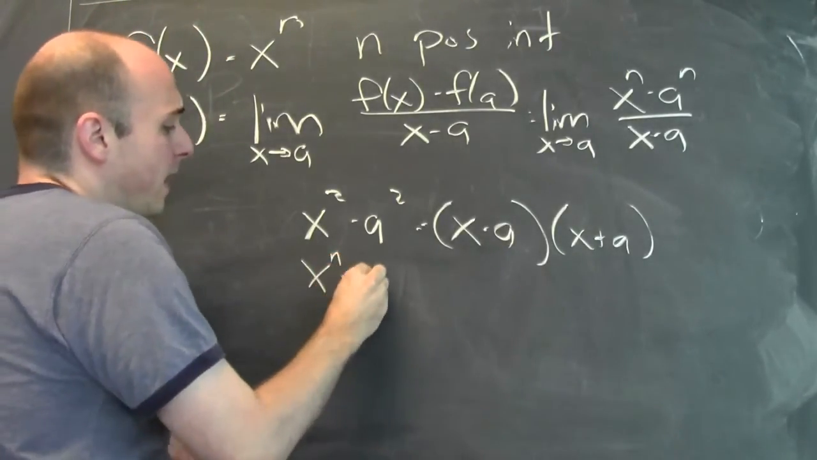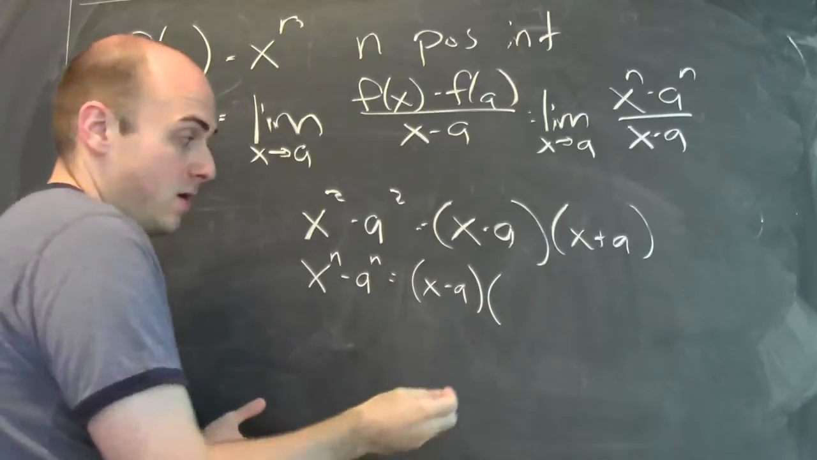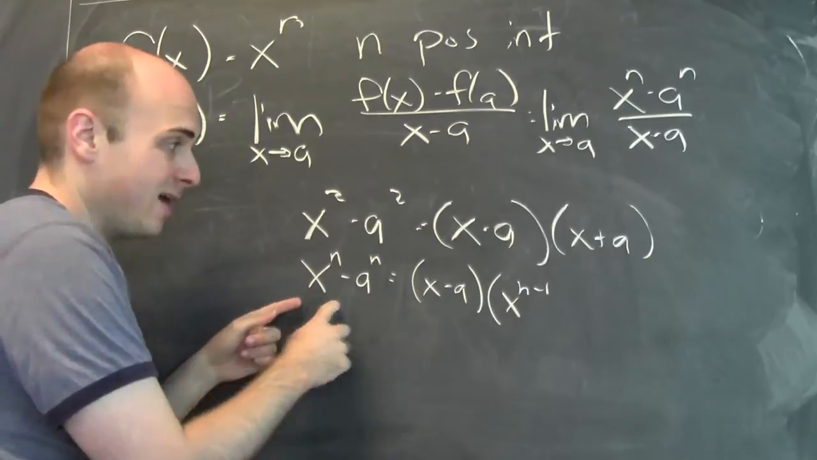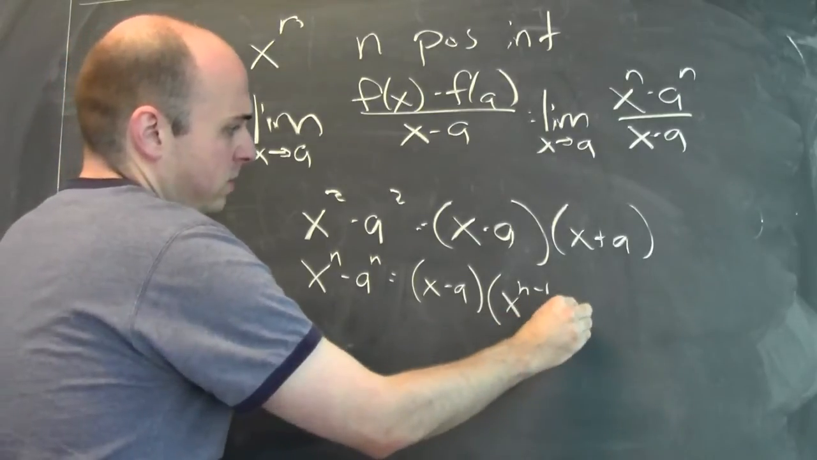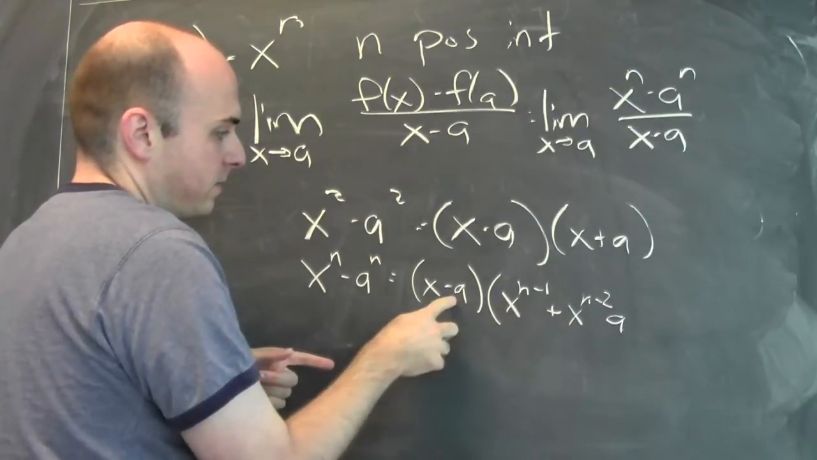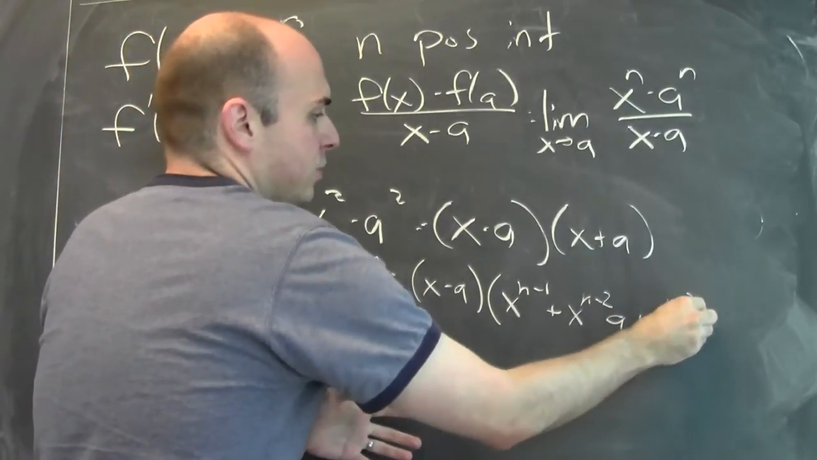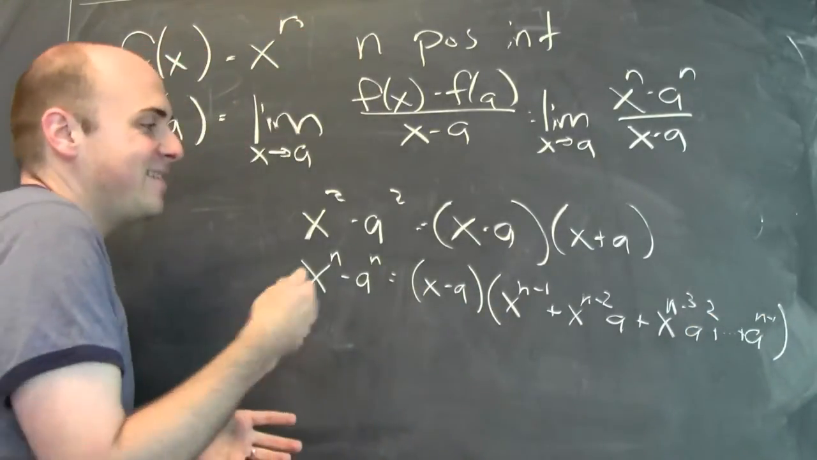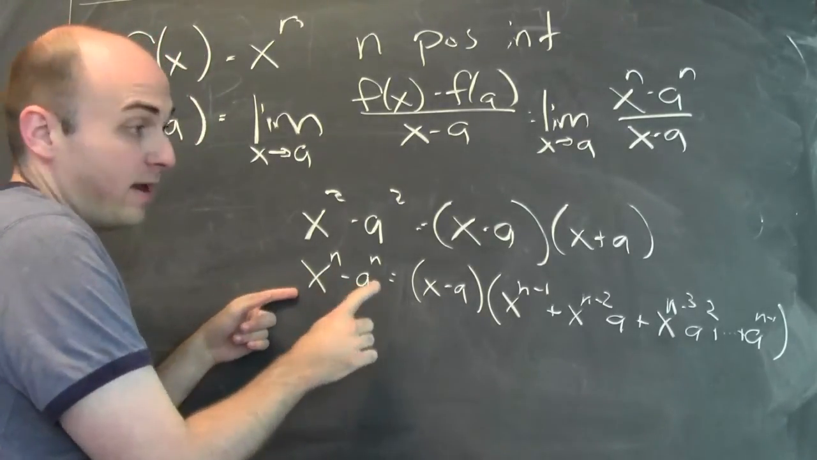In general, x to the n minus a to the n factors as x minus a times what? Well, it'll be an x to the n minus 1 term, because x times x to the n minus 1 will produce this x to the n. But it's also going to produce a minus a x to the n minus 1 term. So I'm going to include an x to the n minus 2 a term, because x times x to the n minus 2 times a will cancel the minus a x to the n minus 1 term. And it keeps on going like that. So there'll be an x to the n minus 3 a squared term, and it'll keep on going until it ends with an a to the n minus 1 term. Right, so this is how x to the n minus a to the n factors.